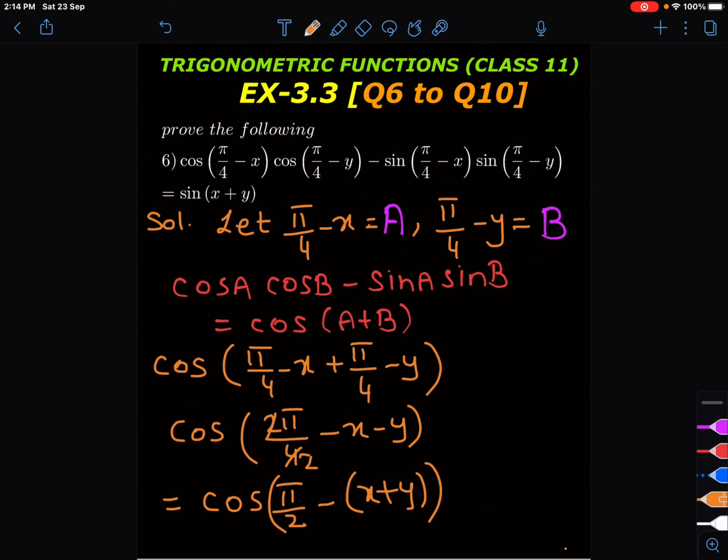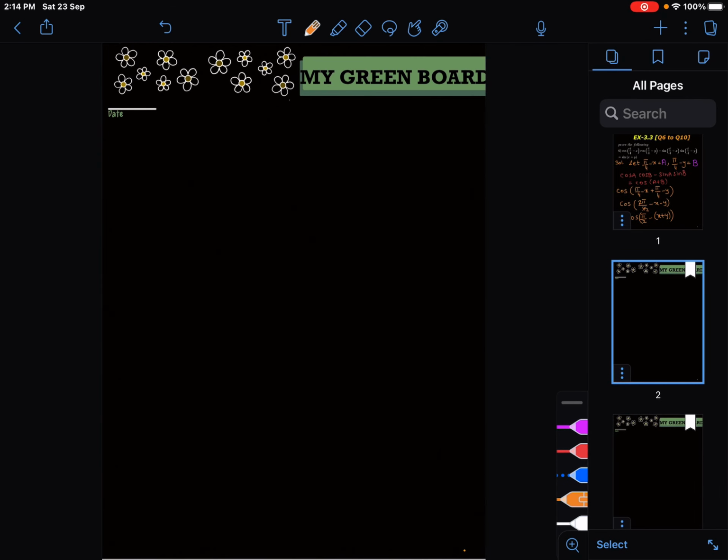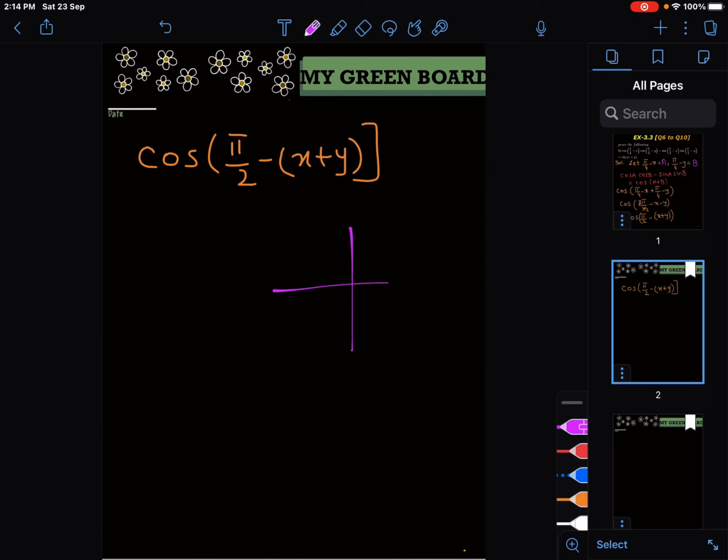Now we will be getting, we very well know, I will tell you one thing, actually we got this answer as cos(pi/2 - (x + y)). Isn't it? We have got this. Now what this means, I will just tell you, let this be 0, this is pi/2, this is pi and this is 3 pi/2. Now children, just listen carefully.